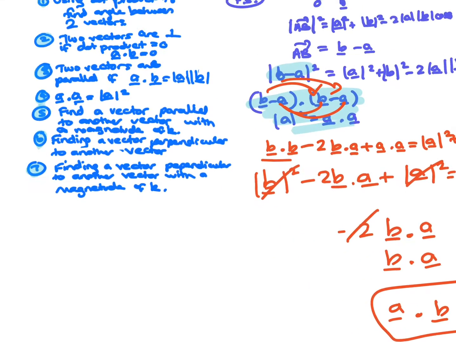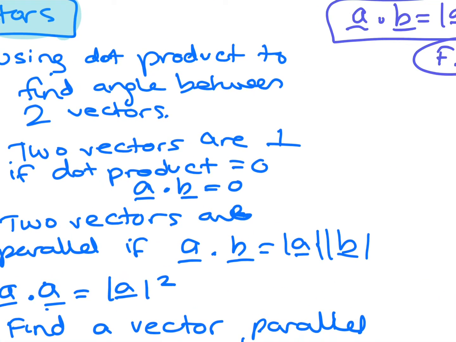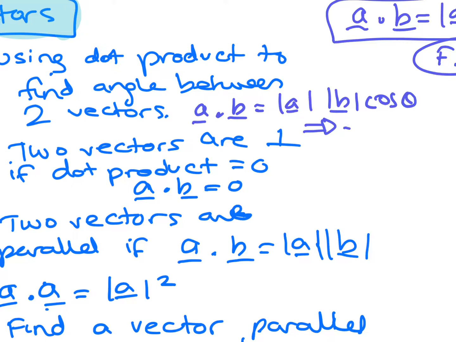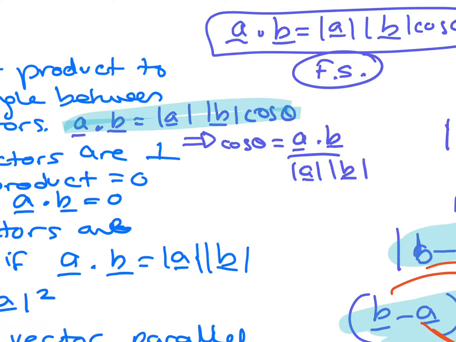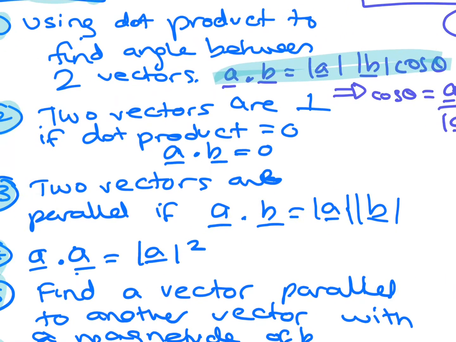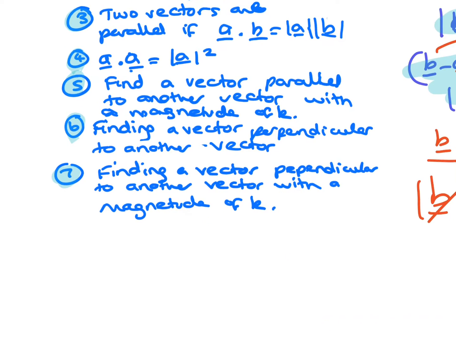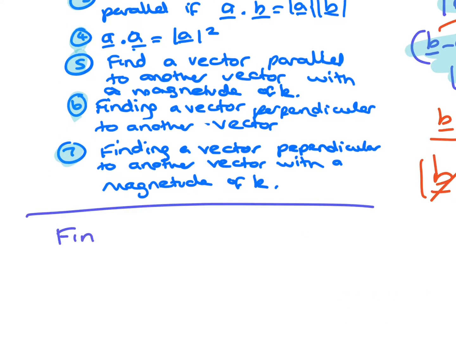Okay, so once you've figured out that rule to get the angle, we'll just rewrite it here. A dot B equals mod A mod B cos theta. Then what you can do is solve for cos theta. And this expression, by the way, is on your formula sheet. It's A dot B on mod A mod B. And you can use that actually to find an angle. So we're just going to look at an example to find an angle between two vectors.